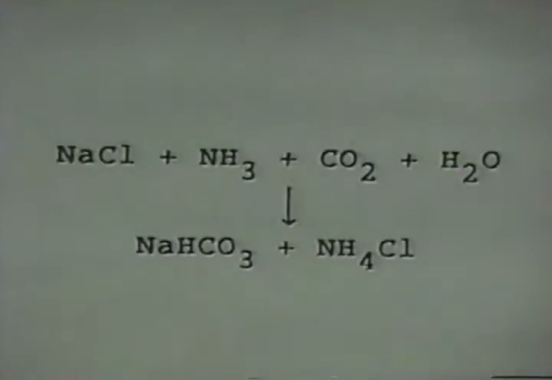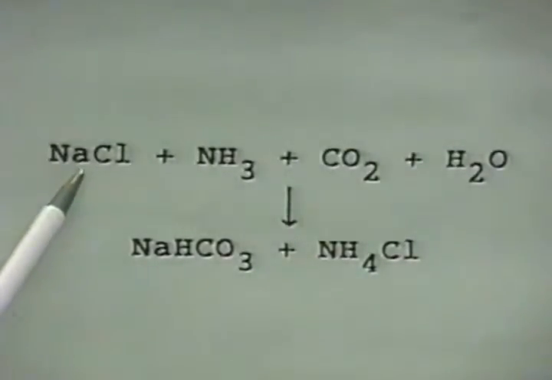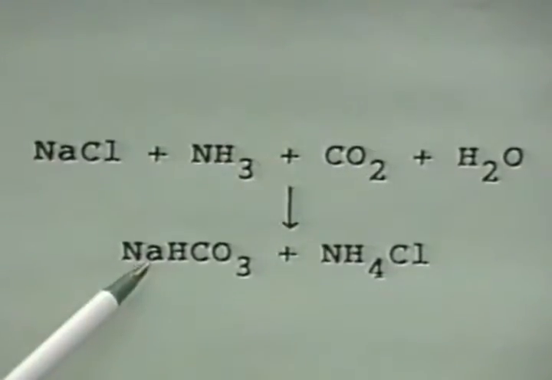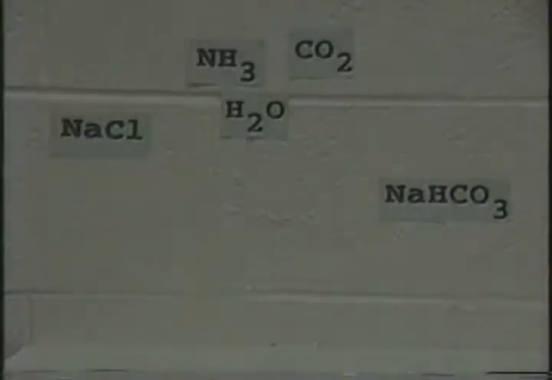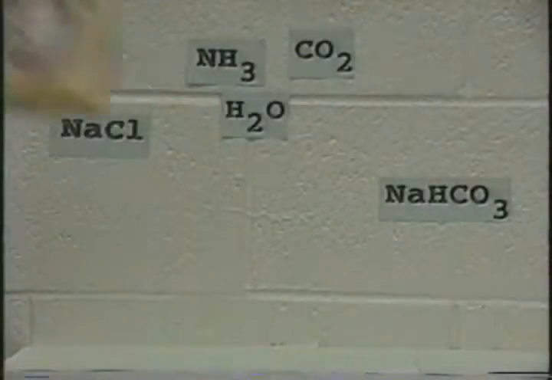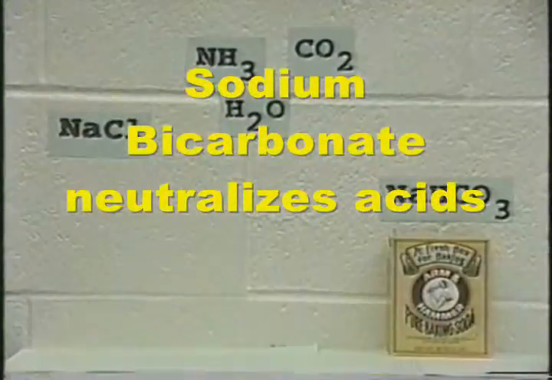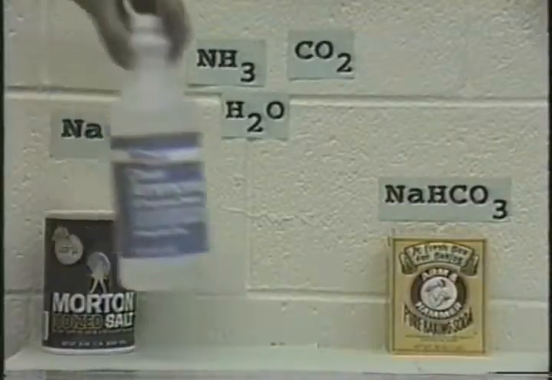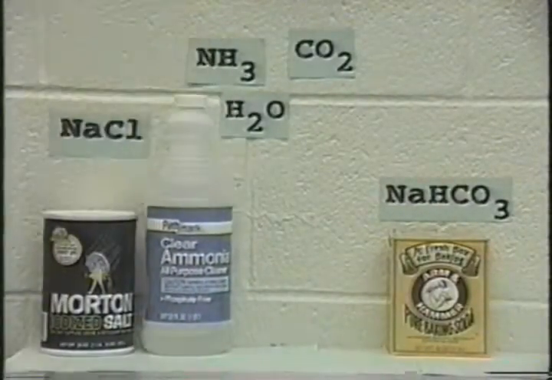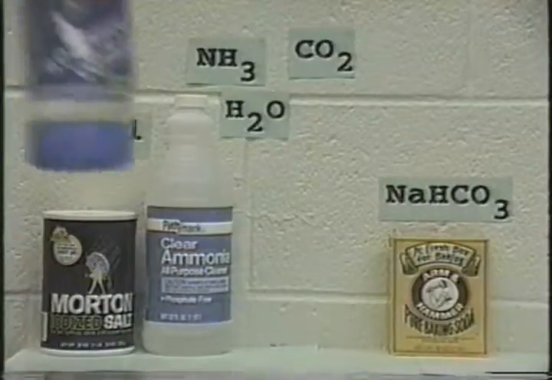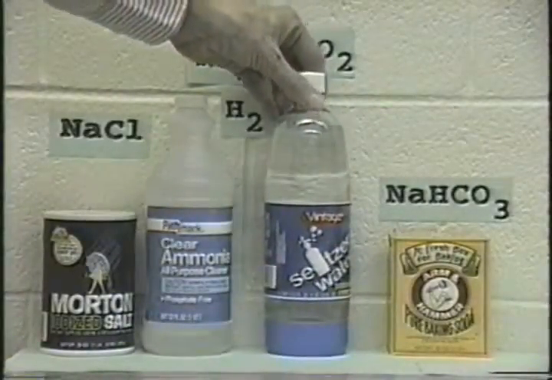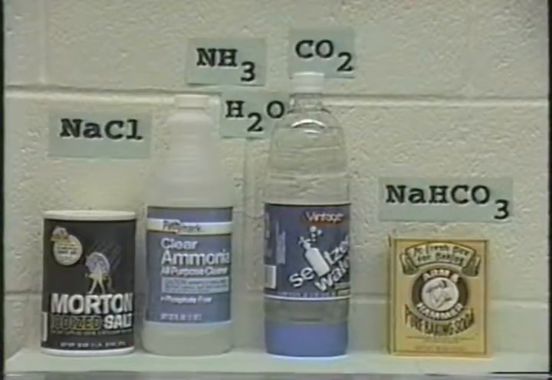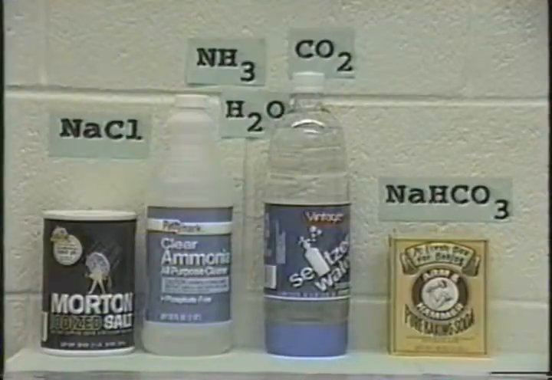The overall reaction then involves the reaction of sodium chloride or salt with ammonia and carbon dioxide in water to give our product, sodium bicarbonate. Going back to the grocery store, we find we can buy not only the product, but also the starting materials. Salt, of course, ammonia. Ammonia that we have here in water is just the right concentration for the reaction, and carbon dioxide in water. Now, the amount of carbon dioxide we have in a bottle of seltzer probably won't give us a good yield, but anyhow, it's all there.